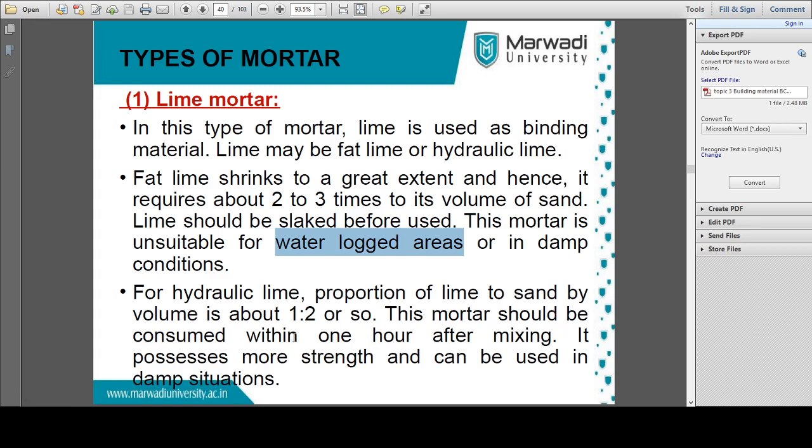If we are not using it within 1 hour, then there are possibilities that we will not get the actual strength, and there are chances of cracks happening whenever we are using it after 1 hour. So the disadvantage of using this hydraulic lime is that we are time bound first of all, and second thing is we need to operate within the time limit, otherwise we will not get the strength.